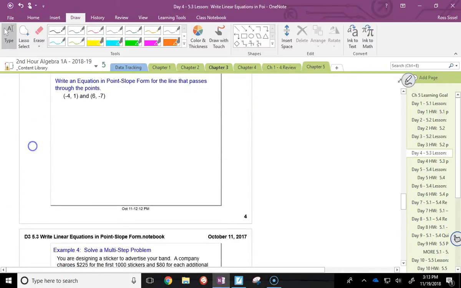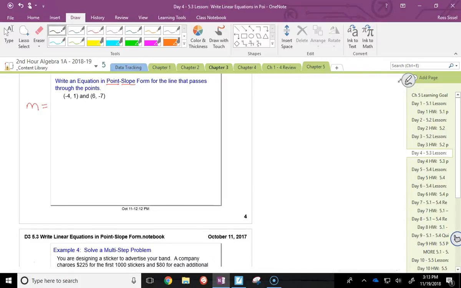So let's try it again. Write the equation in point slope form for the line that passes through the points. Remember I mentioned today point, slope. We need those 2 things to solve our equations, to graph these and to write these equations. So first, I have points. I have negative 4, 1. That's one coordinate, and I have 6, negative 7. Good. Do I have my slope? No, they did not give it to us yet.